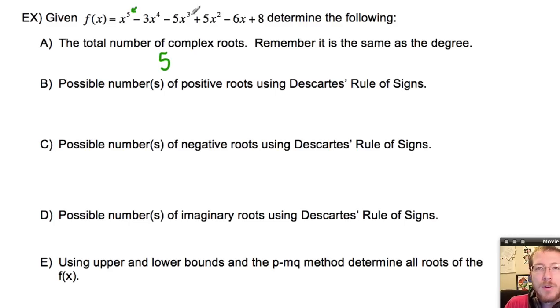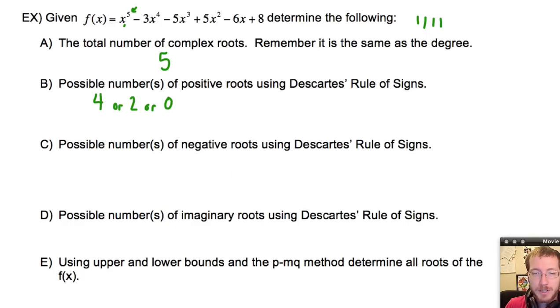Okay, so now we've already got it in standard form. So let's count our sign changes. From positive to negative, that's 1. Negative to negative is not. Negative to positive is another. Positive to negative is another. And negative to positive is another. So that's 4 possible roots. And again, we need to subtract 2 until we get to 0. So we could have 4 or 2 or 0.